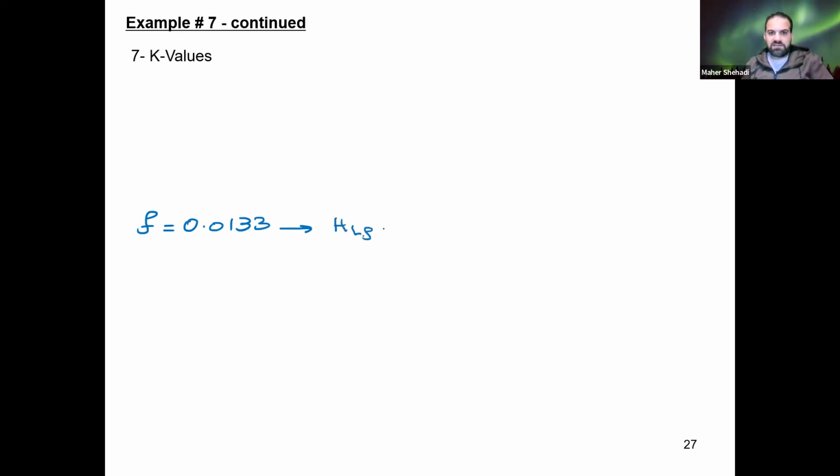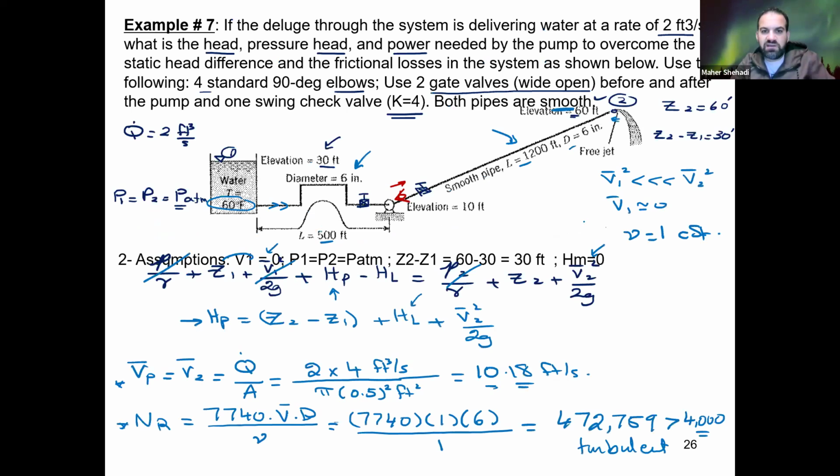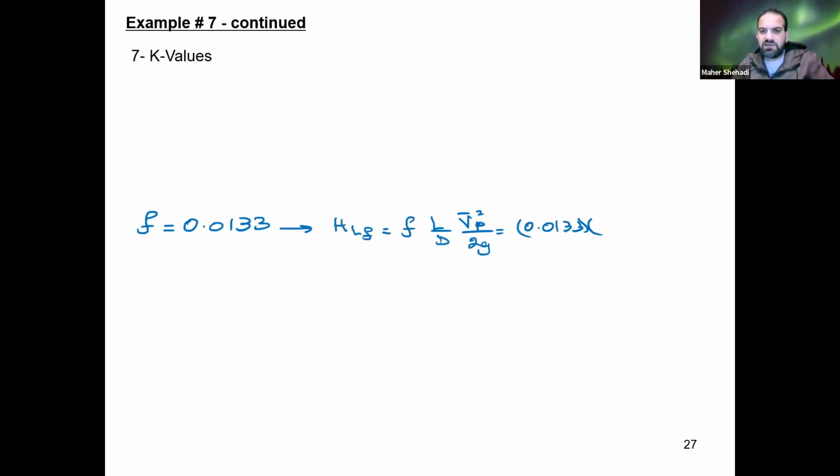Therefore, for the head loss, the friction head loss, I'll use the Darcy equation, FL over D, V squared, V pipe squared over 2g, the average usually. I mean, always we'll use the average. So it's 0.0133, that's F. The length, we have it as 1200 and 1500, so that's 1700.